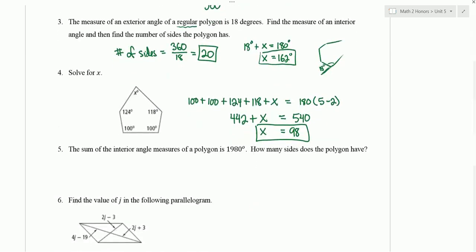Number 5, the sum of the interior angle measures of a polygon is 1980. How many sides does the polygon have? So if n is our number of sides, we have 180 times n minus 2. That's the formula for the sum of the interior angle measures, is equal to 1980. And then we're going to solve for n. I'm going to first divide by 180. And so n minus 2 is 1980 divided by 180, which is 11. And then if you have n minus 2 is 11, you add 2 to both sides and you get n is 13. So we have 13 sides.